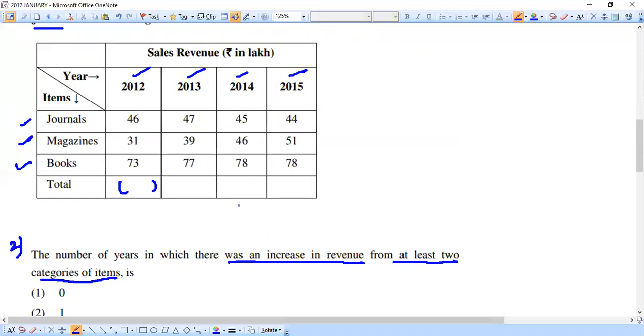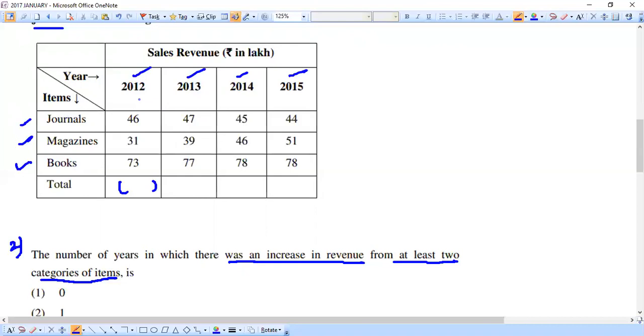So we have a total of 3 categories here: journals, magazines, and books. Out of these 3, in at least 2 categories we must find an increase in some particular year compared to the previous year. So in how many years is that happening? This is our question.